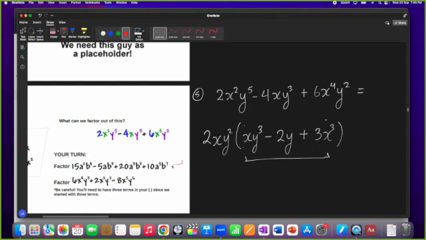Try this one. This one here. Try that one. Say done when you're done.